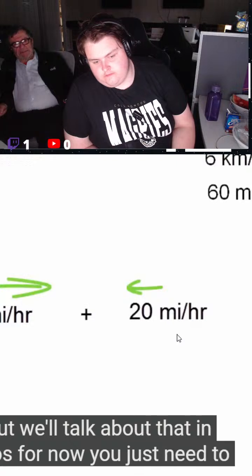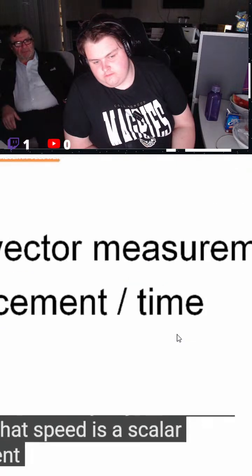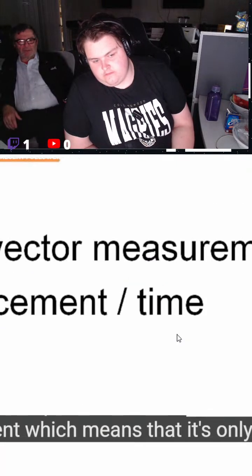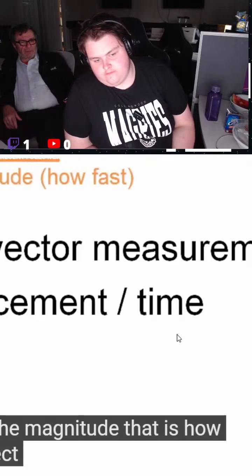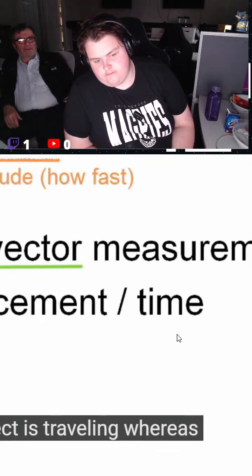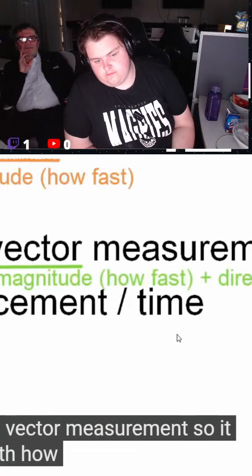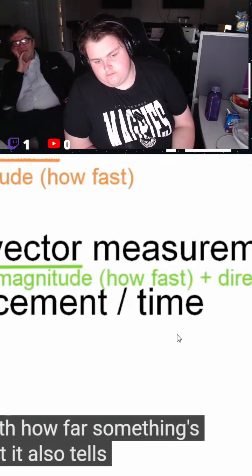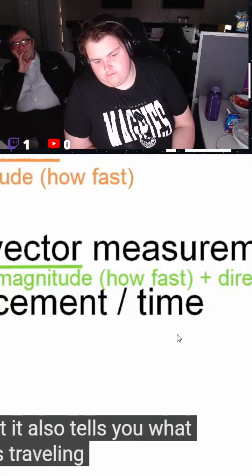videos. For now, you just need to remember that speed is a scalar measurement, which means that it's only giving you the magnitude, that is how fast an object is travelling, whereas velocity is a vector measurement, so it tells you both how fast something's travelling, but it also tells you what direction it's travelling in.